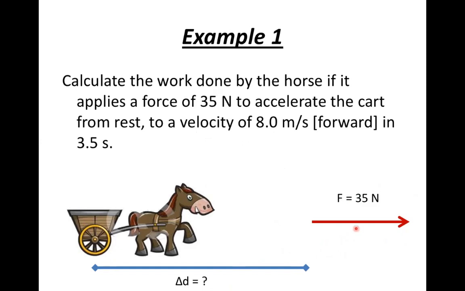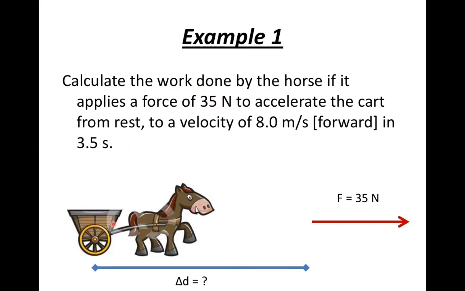Let's try this example. Calculate the work done by the horse if it applies a force of 35 newtons to accelerate the cart from rest to a velocity of 8 meters per second forwards in 3.5 seconds. One thing to note about the wording of questions in this chapter: work can be done by the different forces acting on the object. On this object, we have the force of gravity, the force of friction, and the applied force of the horse pulling this cart.